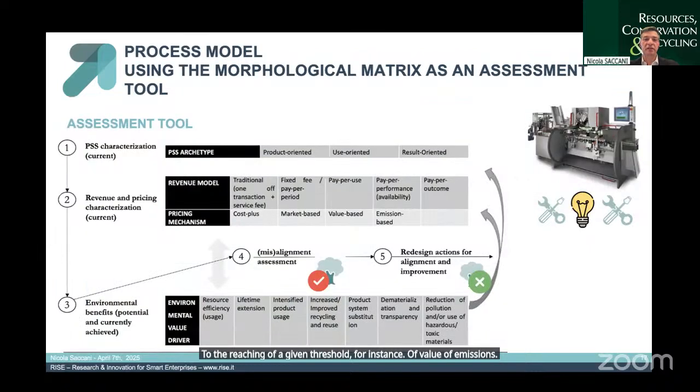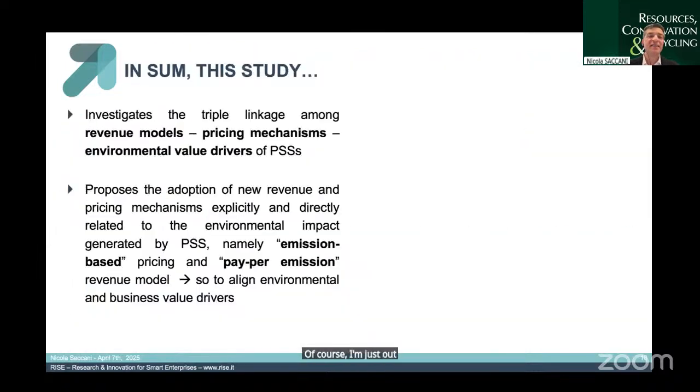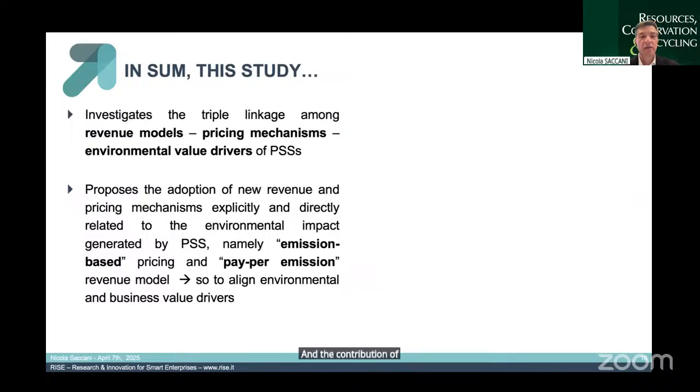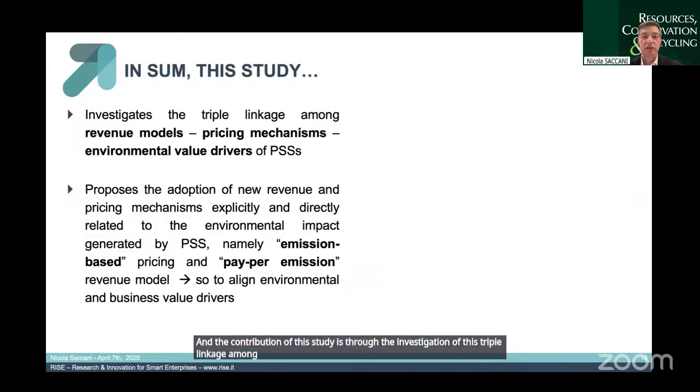Of course, I'm just outlining these two new revenue and pricing mechanisms. So to conclude, the contribution of this study is through the investigation of this triple linkage among the revenue models, the pricing mechanism, and the environmental value drivers of PSS.